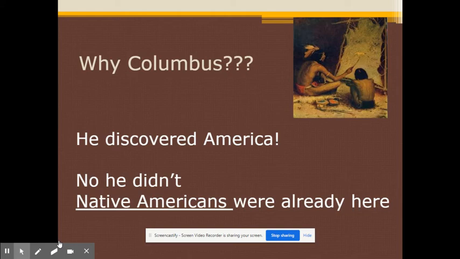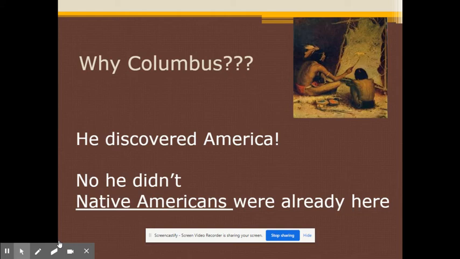We know that they have established cities and lives for themselves. We know that they had created things like calendars and languages, and they had their own religious beliefs and customs. Columbus came to land that was already occupied. So he's not the man that discovered America.